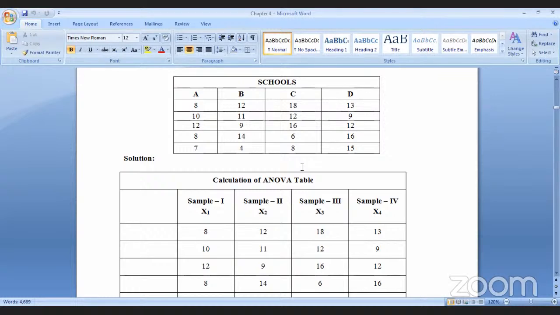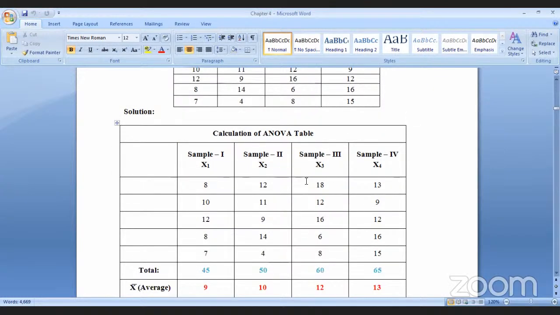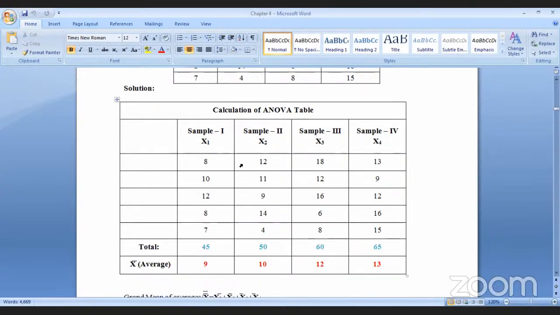sample 1, sample 2, sample 3, sample 4, sample 5. Okay, according to the question, here in this given question, only 4 samples are there. So we have written sample 1, sample 2, sample 3, sample 4. Instead of A, B, C, D, I have written here X1, X2, X3, X4. Whatever the question is there, we need to copy that question only.